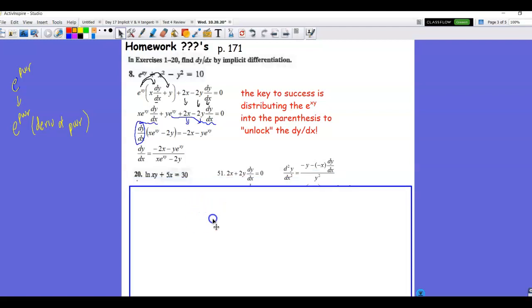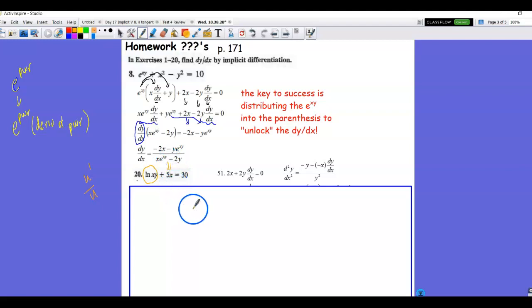All right, problem number 20. In number 20, we have in the first term an ln, so I can see right away that, get a pen, go orange. The first term, ln of xy, the derivative of ln is u prime over u, so I'm getting my math eyes ready, thinking about what I'm going to need to do here.